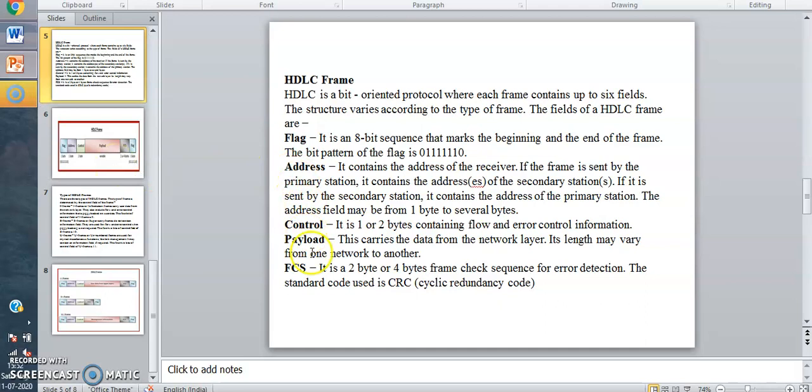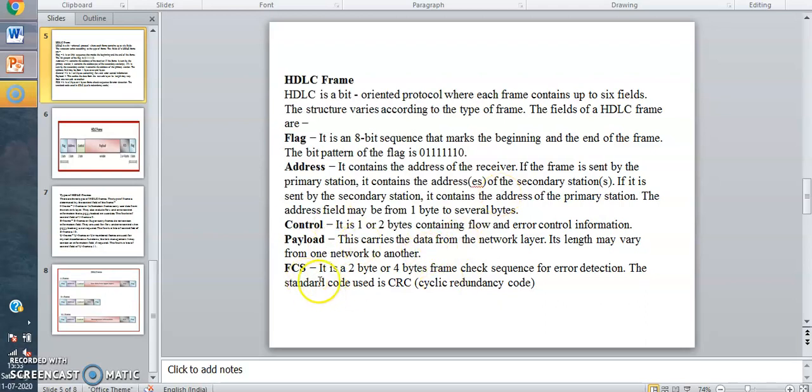Next one, payload. What is this payload? This carries the data from the network layer. Its length may vary from one network to another. The data field contains the user data received from the network layer. It can be of variable length but in an integral number of octets only.